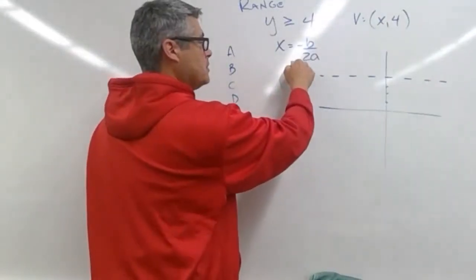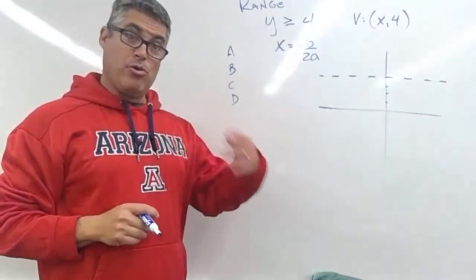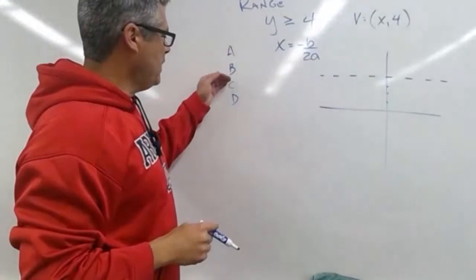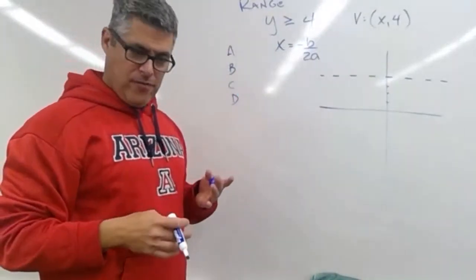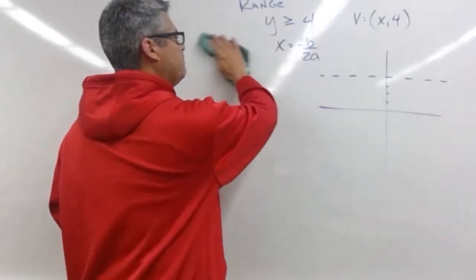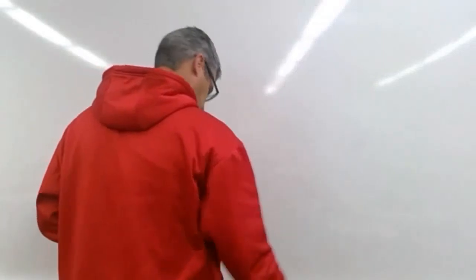This will find the x. You got to plug it back into the equation to find the y value. And we're looking for a y value of 4. Okay? Which one of these will give you a y value of 4? That's how we do that problem. Multiple choice. Okay? And the last type of problem is going to be a little more difficult.